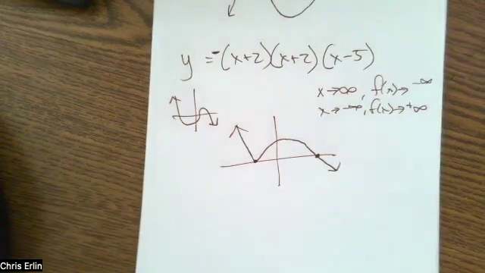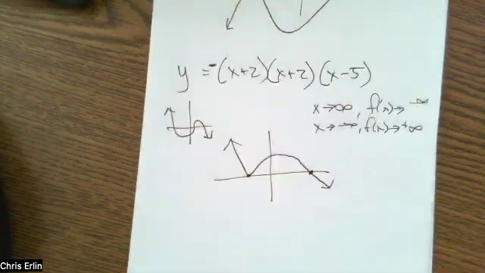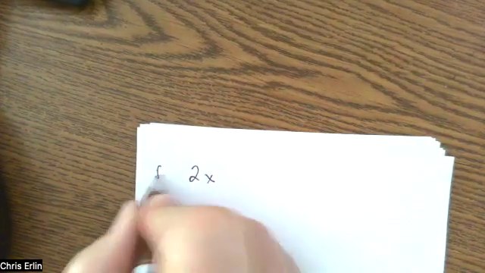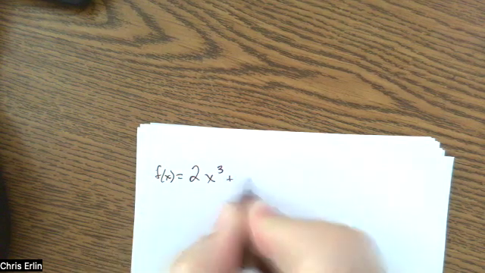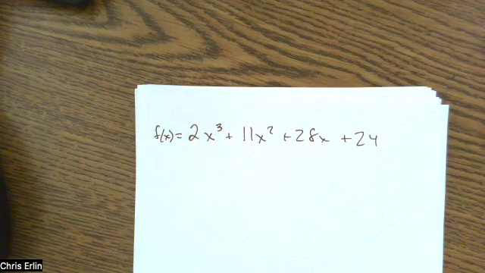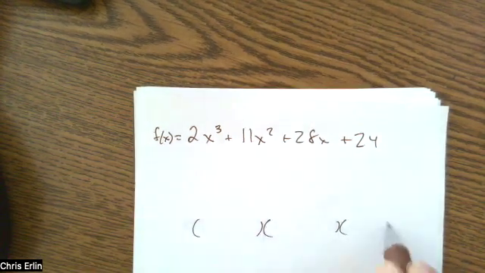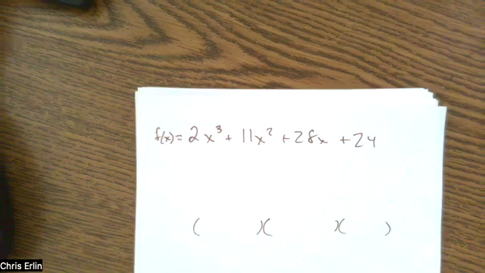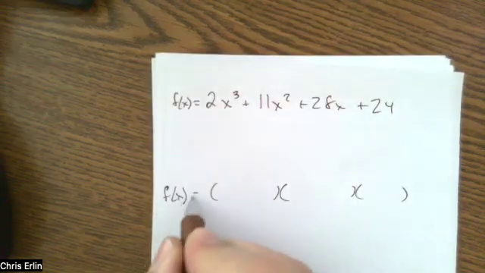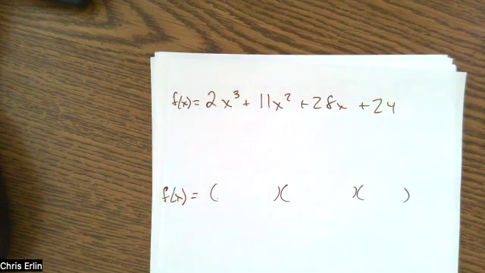And then we started looking at what happens if we have something more complicated, like f of x equals 2x cubed plus 11x squared plus 28x plus 24. Okay, this is cubic, right? So we know this should end up being 3 things, 3 factors. Do we know what the first terms are going to be? All of them are x's?